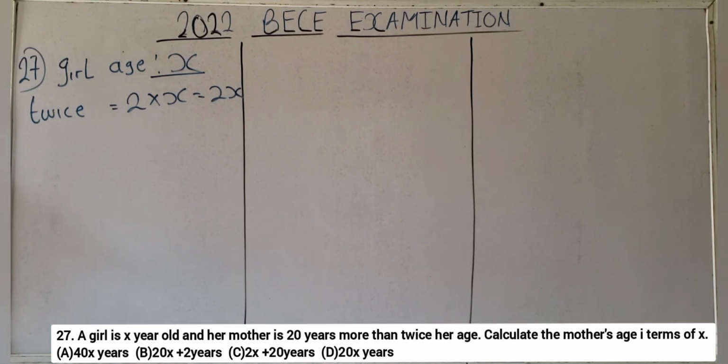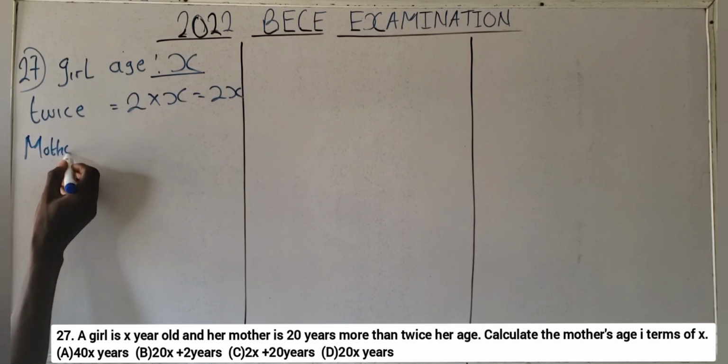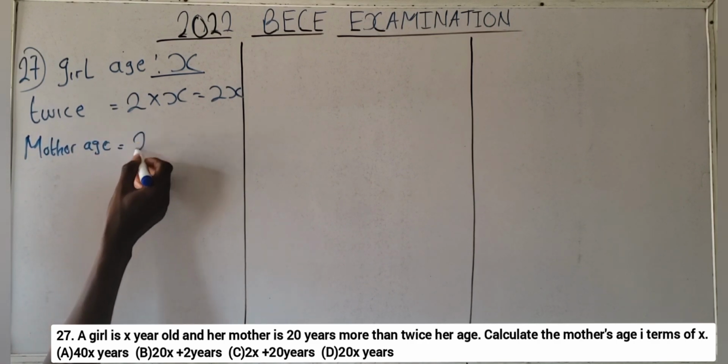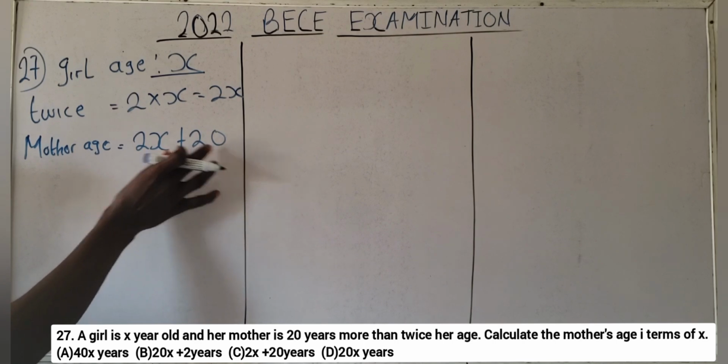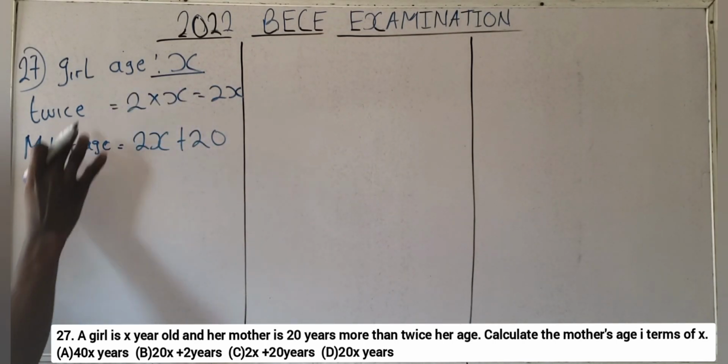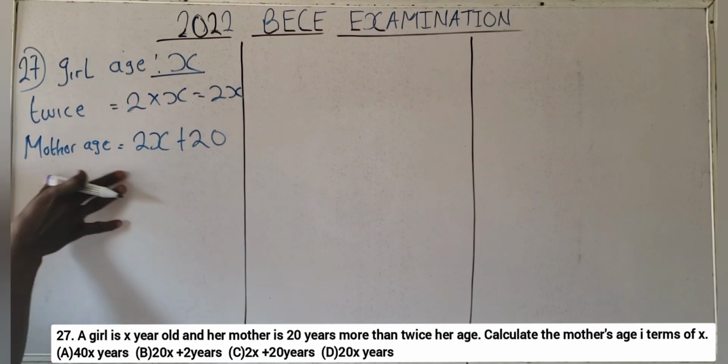Now, the mother is 20 years more than twice her age. That means if I want to express the mother's age in terms of the age of the girl, the mother's age will be 2x plus 20, because the statement was that the mother is 20 years more than twice her age. You understand? 20 years more than twice her age means we are going to add 20 to 2 times the age of the girl. 2 times the age of the girl is 2x, so we have to add 20 to it. That is how we got the mother's age.